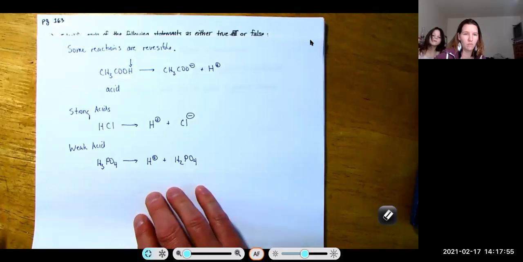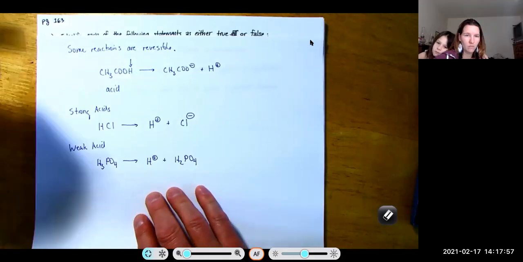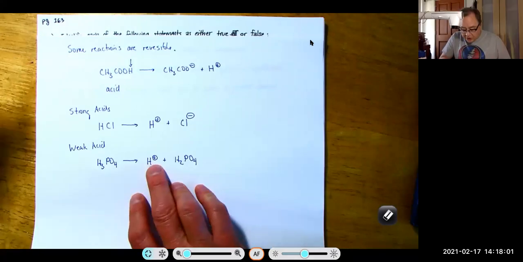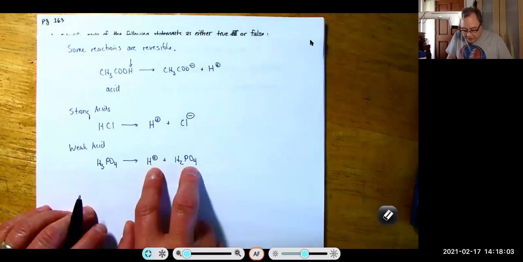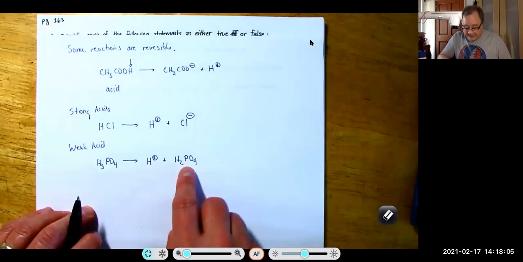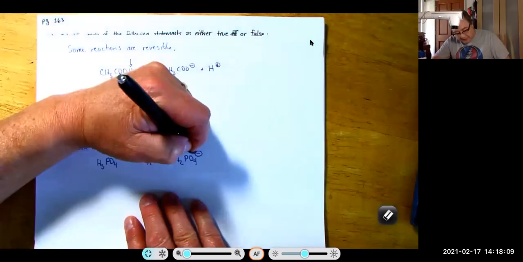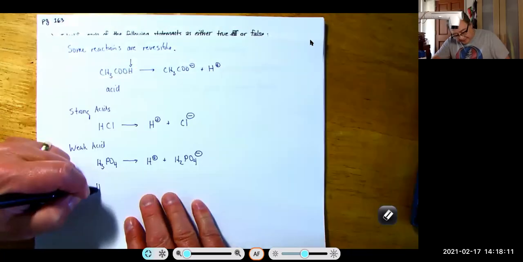Can you repeat the question? Sorry. The charges have to add up to 0. So what does the charge on this have to be? Minus. Good. Now, this is another example of a weak acid.